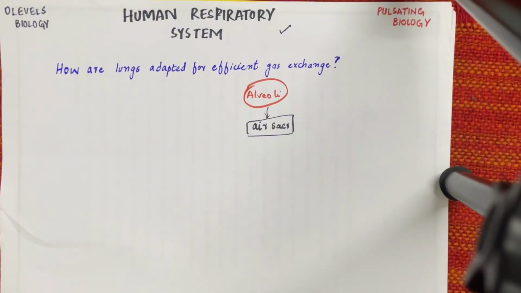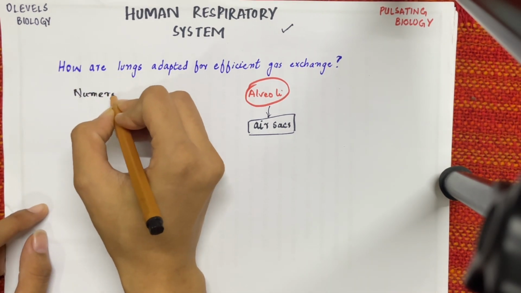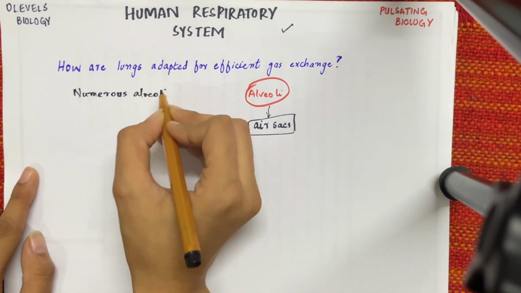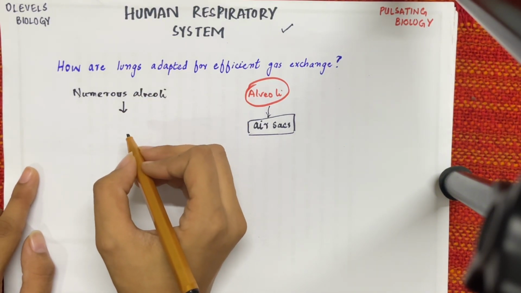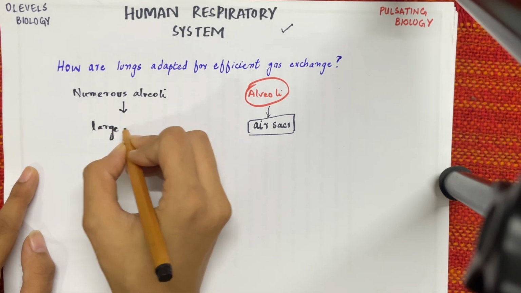All right, so alveoli are the air sacs. However, the question asks how the lungs are adapted for efficient gas exchange, and the answer is regarding the alveoli. Alveoli are numerous in number. There is a large number of alveoli present in human lungs, and the major function of this is to provide a large surface area.